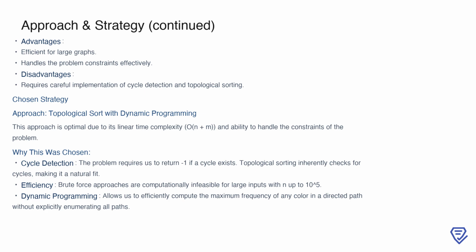Second, brute force methods are computationally infeasible for large inputs, so we need an approach that scales efficiently. Finally, the dynamic programming component allows us to compute the maximum frequency of any color along a directed path without explicitly enumerating all possible paths. Altogether, this strategy balances efficiency and correctness, making it the right choice for solving the problem within the given constraints.